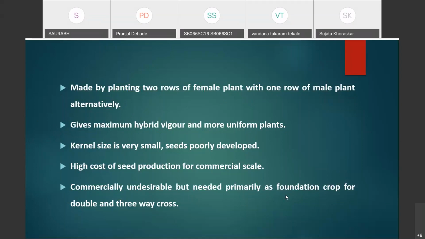Commercially, these are not used for the production of hybrid seeds, but single crosses are needed. These are essential primarily as the foundation crop for the double cross and the three-way cross. That is the importance of the single cross.